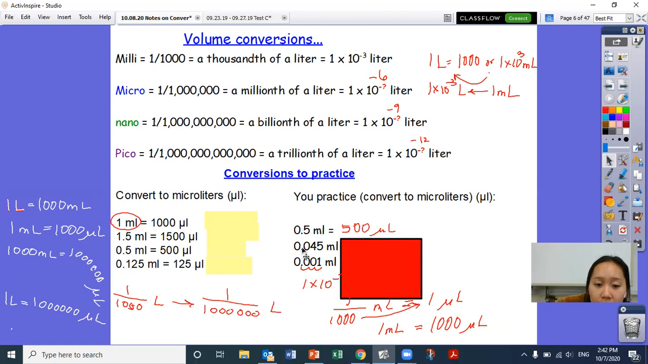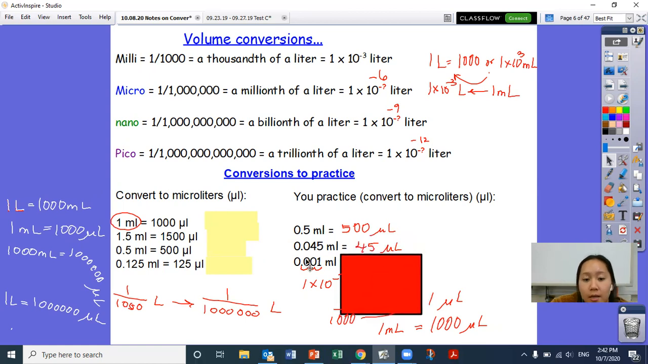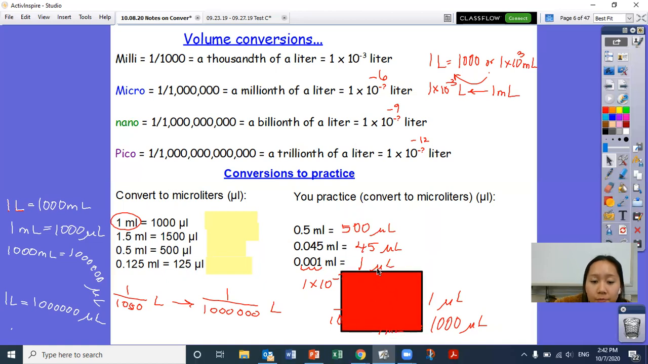0.45 milliliters becomes, 1, 2, 3, 450 microliters. And then 0.001 milliliters, if you move it 1, 2, 3 times to get to microliters, you're going to get exactly 1 microliter, right? So if you divide a milliliter by 1,000, that's when you get 1 single microliter, and that's how small that is.